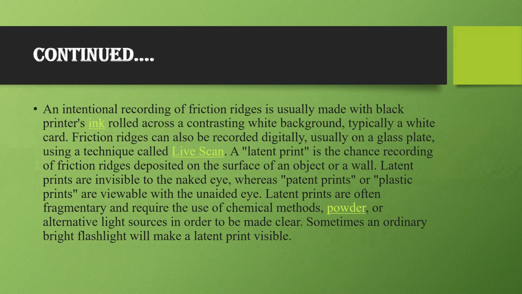Next, an intentional recording of friction ridges is usually made with black printer's ink rolled across a contrasting white background, typically a white card. Friction ridges can also be recorded digitally, usually on a glass plate, using a technique called live scan. A latent print is the chance recording of friction ridges deposited on the surface of an object or a wall. Latent prints are invisible to the naked eye, whereas patent prints or plastic prints are viewable with the naked, unaided eye. Latent prints are often fragmentary and require the use of chemical methods, powder, or alternative light sources in order to be made clear. Sometimes an ordinary bright flashlight will make a latent print visible.